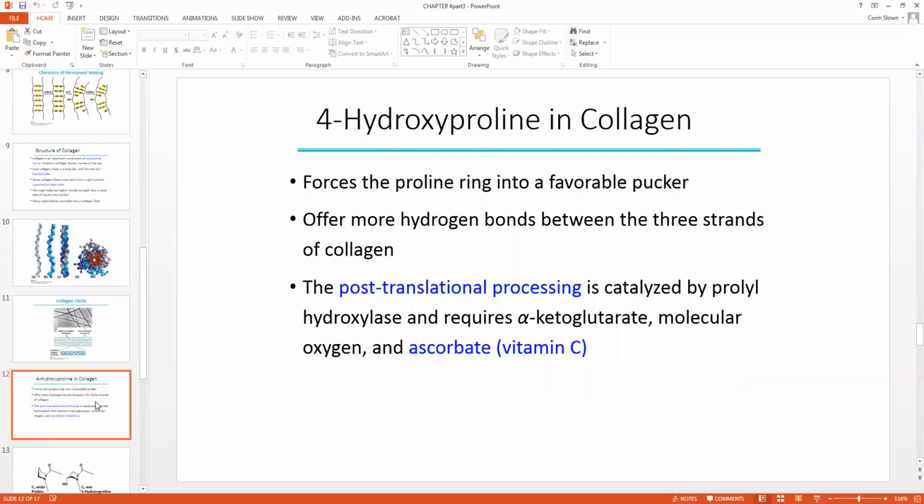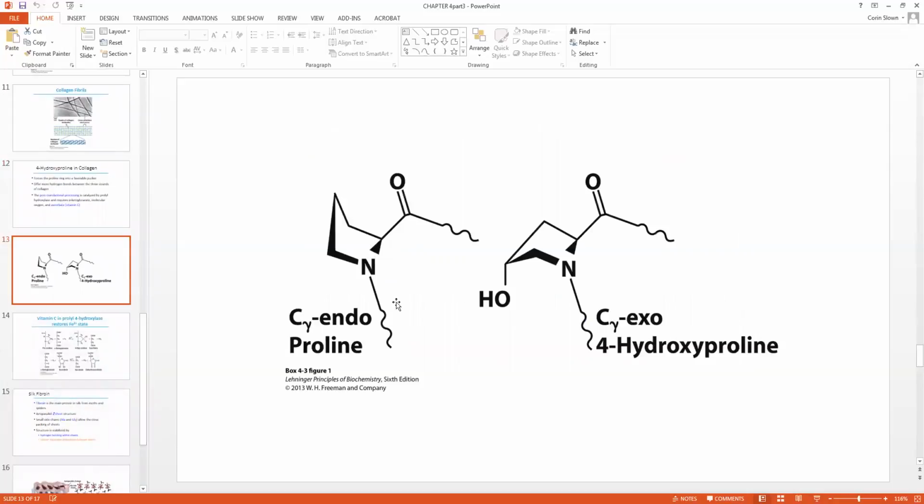If you think about the 4-hydroxyproline in collagen, this is what forces the proline ring into a favorable pucker, and it offers more hydrogen bonds between the 3 strands of collagen. The post-translational processing is catalyzed by prolyl hydroxylase, and it requires alpha-ketoglutarate, molecular oxygen, and vitamin C. So you need vitamin C in order to form these key components of collagen. This is your endo proline, this is your exo proline, that's the hydroxy now because of that interaction.